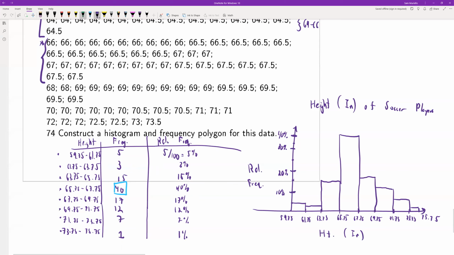And this tells a really great story. Looks like most of them are clumped towards the center in this range, kind of like the 64 to 70-ish range. And it looks like there's very few that are particularly short, whereas there's more that are particularly tall.